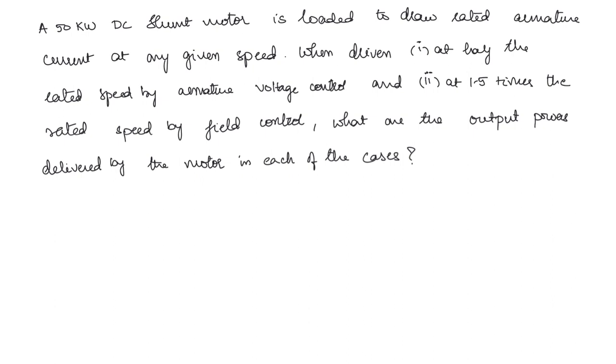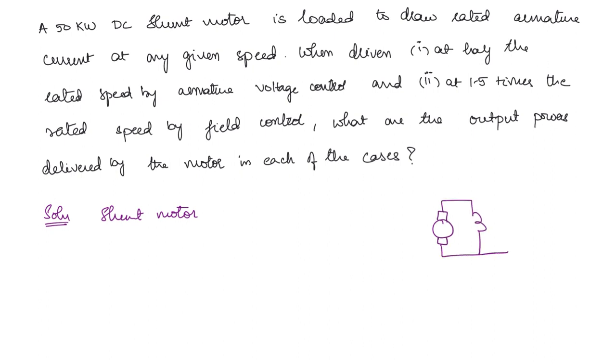The next question we have, a 50 kilowatt DC shunt motor is loaded to draw rated armature current at any given speed. When driven at half the rated speed by armature voltage control and at 1.5 times the rated speed by field control, what are the output powers delivered by the motor in each of the cases? So like always, you will first start with writing down whatever information is given, right? So what is the first information? It is a shunt motor. So you will draw the circuit diagram.